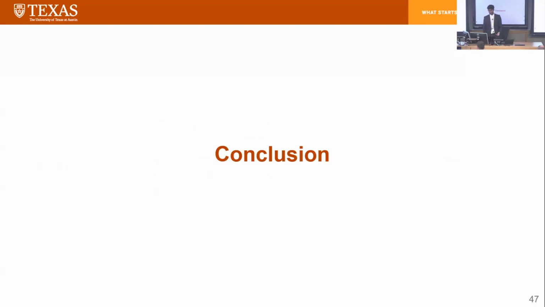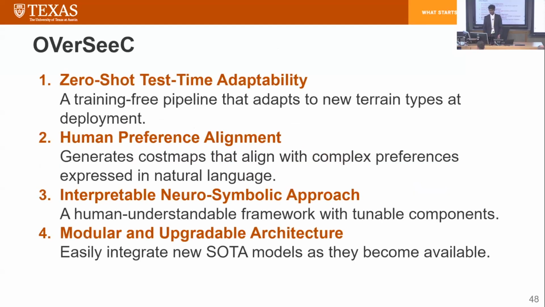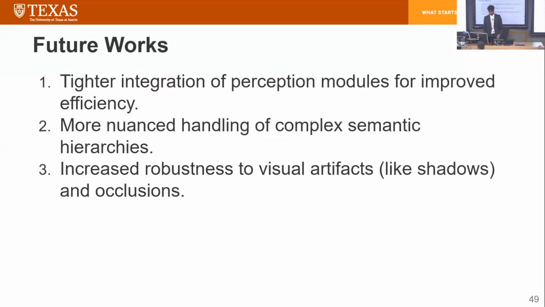So concluding, OVerSeeC is a zero-shot test time adaptable pipeline. It adheres to human preference. It is interpretable and neuro-symbolic, and it's modular and upgradable. If something new comes up which is better than CLIPSeg or SAM, we can just change that, keeping the pipeline the same. And so for future work, there are certain limitations.